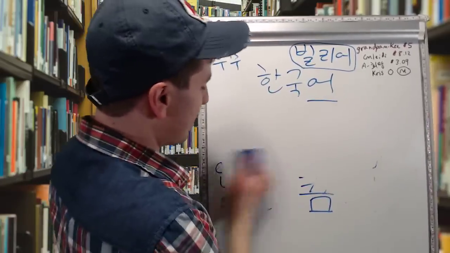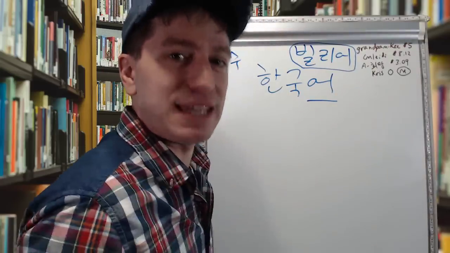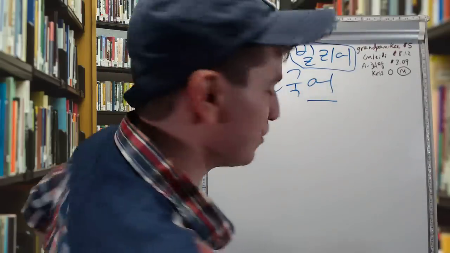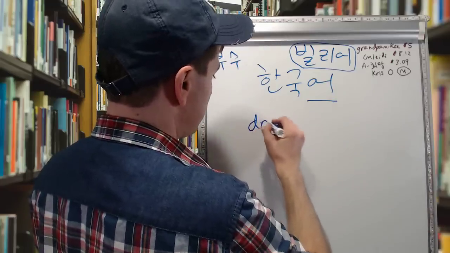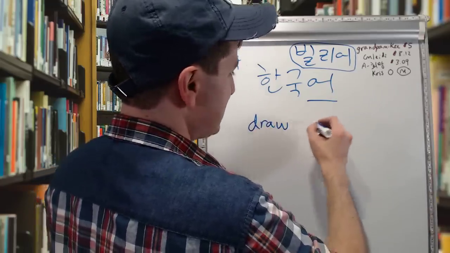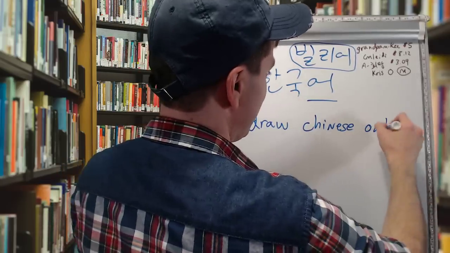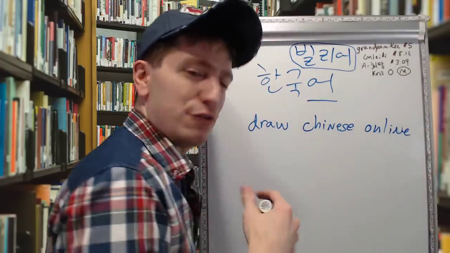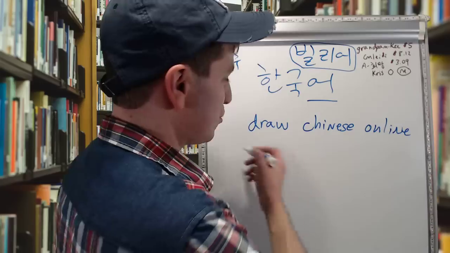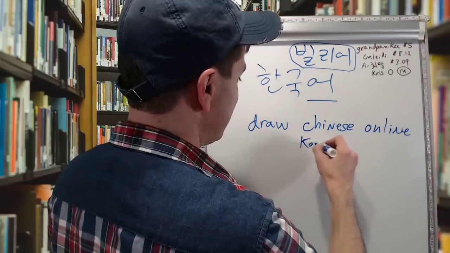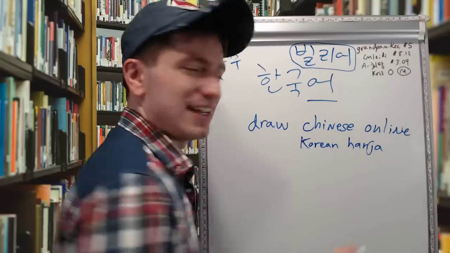The only way I would recommend is by drawing them on the internet. As a beginner, when you see a character that you don't know, you can search. Draw Chinese characters, or just draw Chinese or Japanese, whatever, online. And it'll find these Korean characters as well. They'll be similar enough. Draw Chinese or draw Korean, Hanja online. You'll find some websites. Draw it.